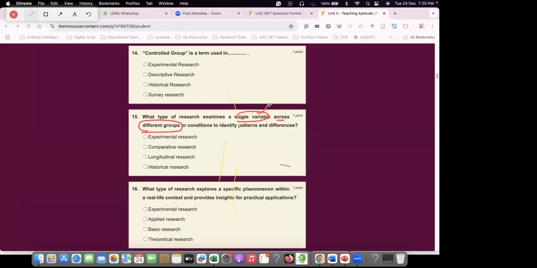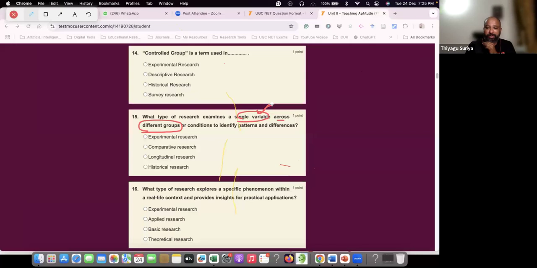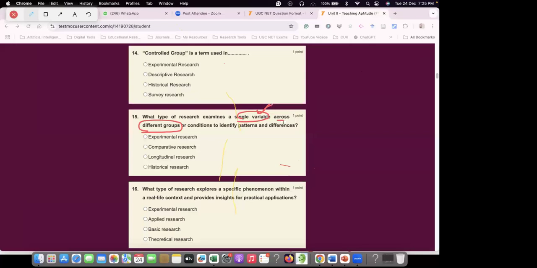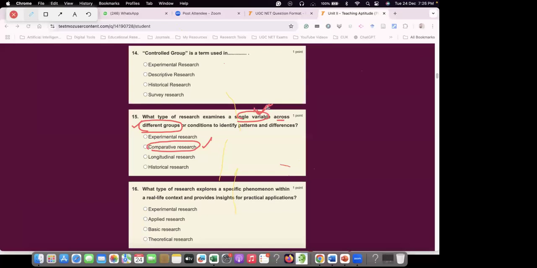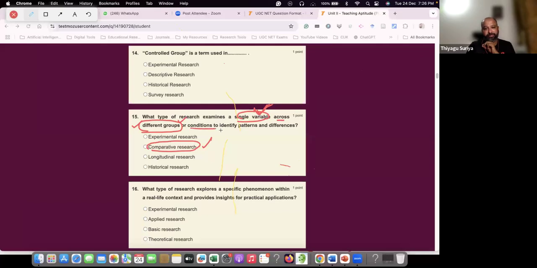Single variable, like a single variable. Experimental? Across the different groups. No, not longitudinal. Listen. Single variable across different groups is comparative. There are three groups, three different age groups. We are doing the comparative analysis for a single variable. You understood? Different groups. The key terms, kindly look at this.